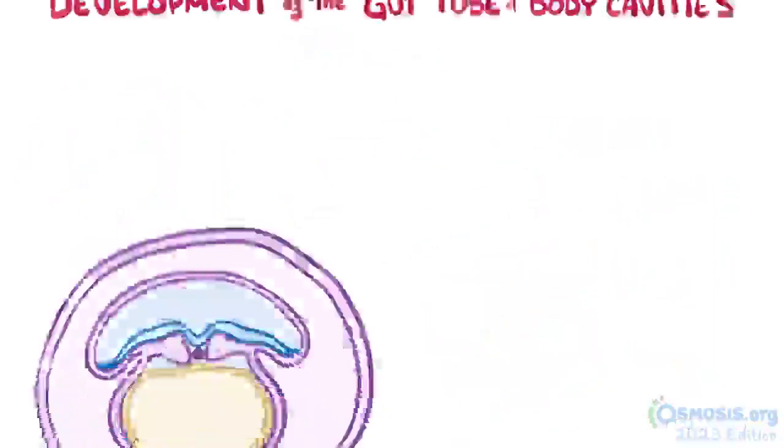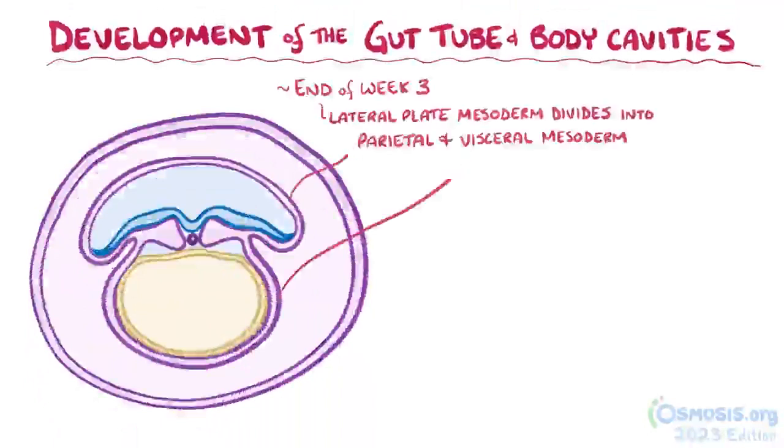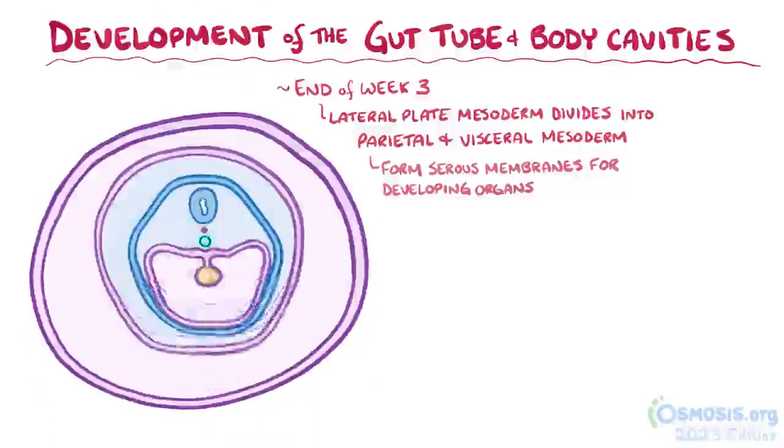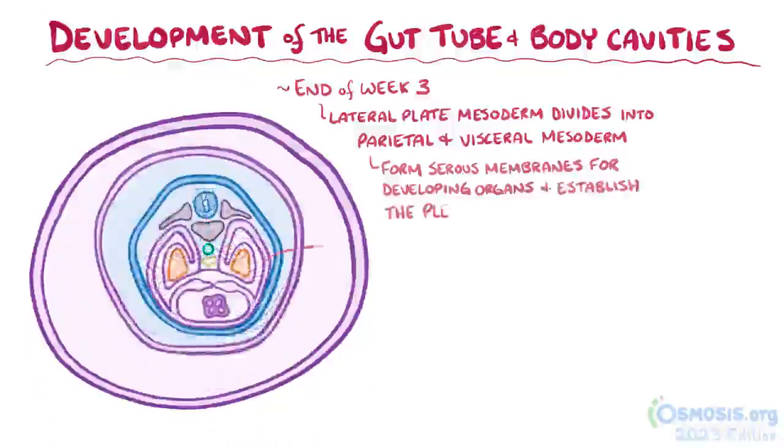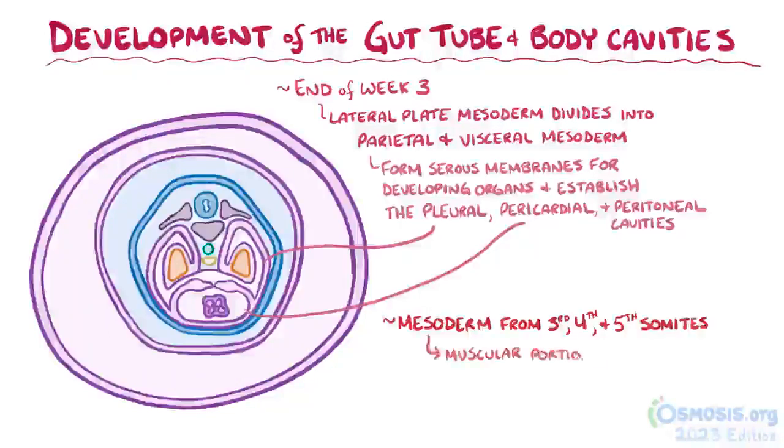Alright, as a quick recap. By the end of week 3, the lateral plate mesoderm divides into parietal and visceral mesoderm, and they form the serous membranes for the developing organs, and also establish the pleural, pericardial, and peritoneal cavities. Finally, mesoderm from the third, fourth, and fifth somites help give rise to the muscular portion of the diaphragm.